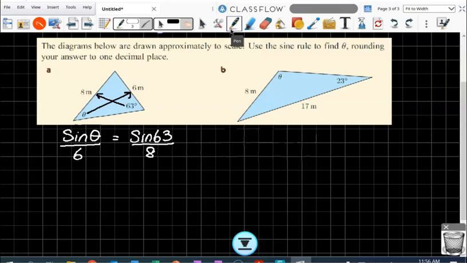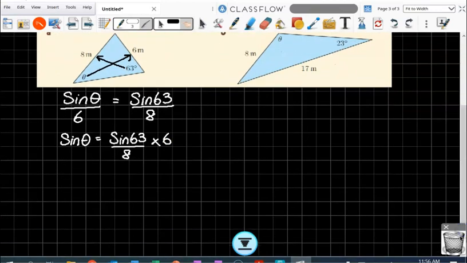So here we go. I want to get theta by itself. First we're going to get rid of the divide by 6, and you all go times by 6. So we get sine theta equals sine 63 over 8 times 6. I think we know what to do now. To get rid of the sine, what's it called? Inverse. Some of you might be waiting: surely it's not that simple. Where's the trick? No trick yet.